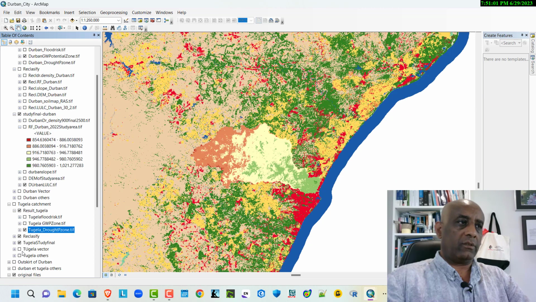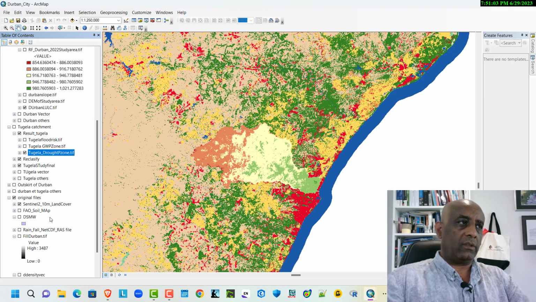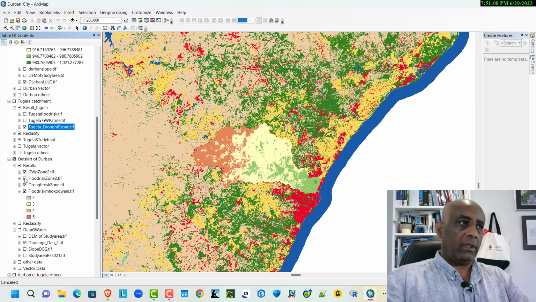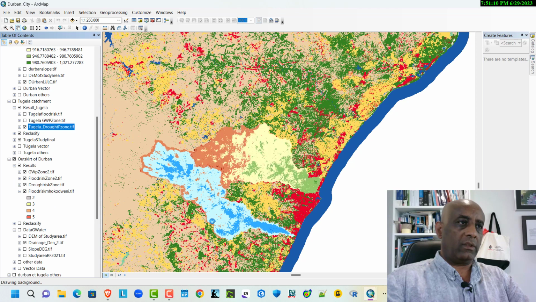I have also done another analysis, just simply to show you in the Durban area. You see, this is a groundwater potential zone. There is also this catchment, Mlazi, something like that. This is a Zulu name.